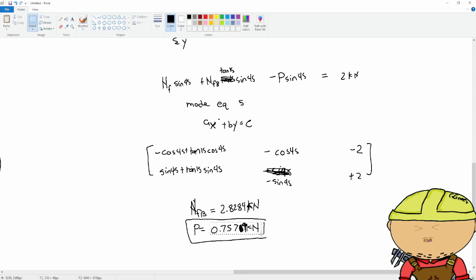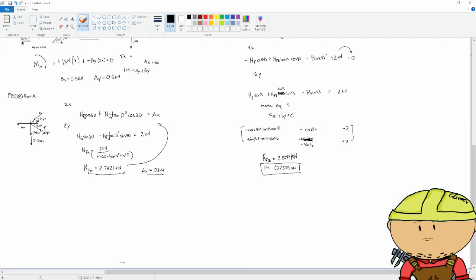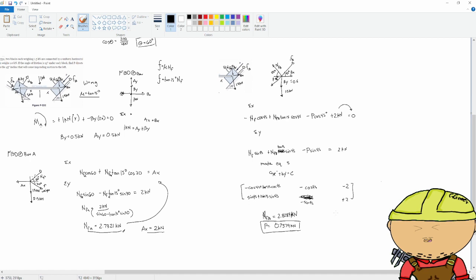I didn't use my calculator that much the first time, and I messed up a calculation. So this time we got it right. I hope you guys learned something. We made 3 FBDs for this problem: the FBD at the bar, the FBD at box A, and the FBD at box B.